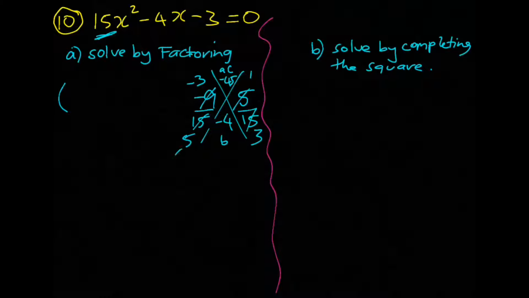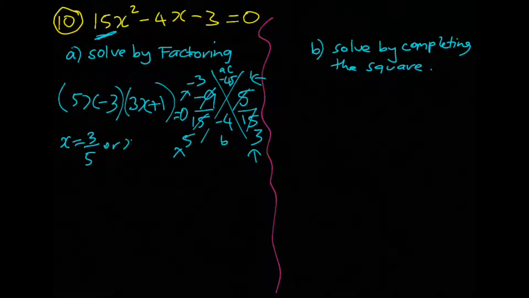So we've simply got 5x minus 3 times 3x plus 1 equals 0. So using the null factor, we have x equals 3 on 5, or x equals negative 1 on 3. Okay, let's complete the square. So we've got to divide everything by 15. So we've got x squared minus 4 on 15, x minus 3 on 15 equals 0. We bring this over and we add and subtract the square of half this b value.